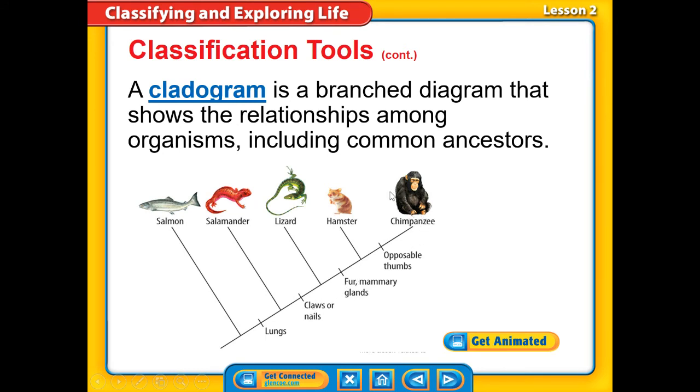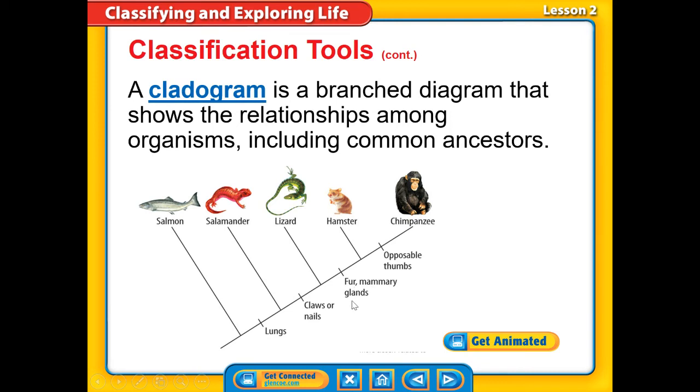So if you look at this, I can tell you that a chimpanzee, a hamster, a lizard, and a salamander all have lungs because they have all branched off after lungs appeared as a feature. The next one up is claws and nails. So salamanders do not have claws and nails. Salmon do not have claws and nails, but everything that branches off after that, the lizard, the hamster, and the chimpanzee, they all have claws and nails.